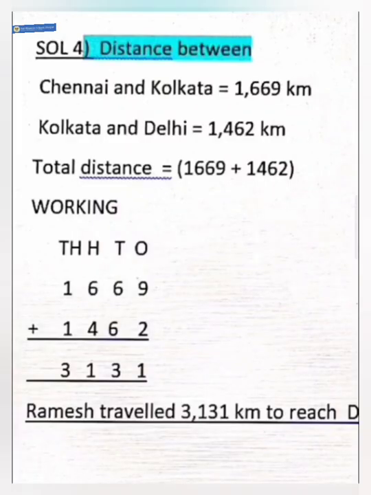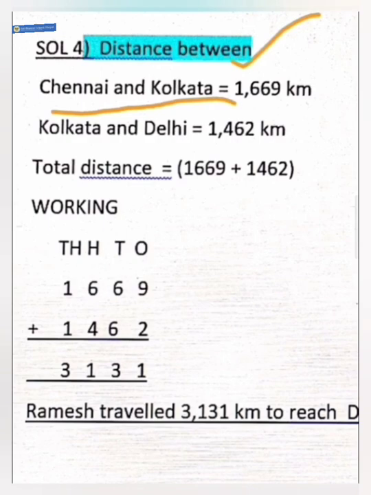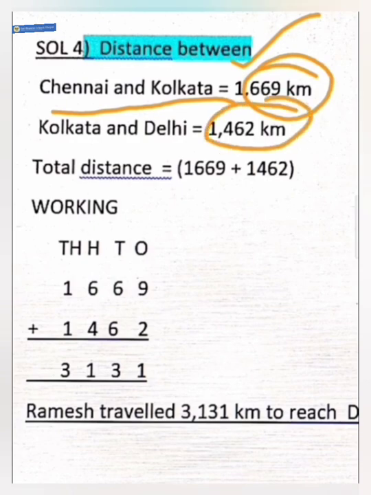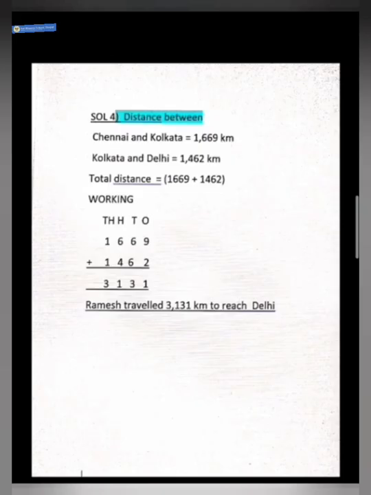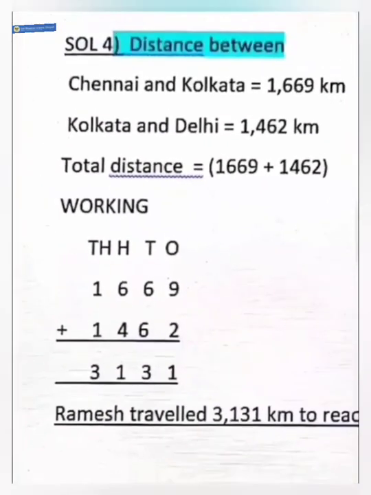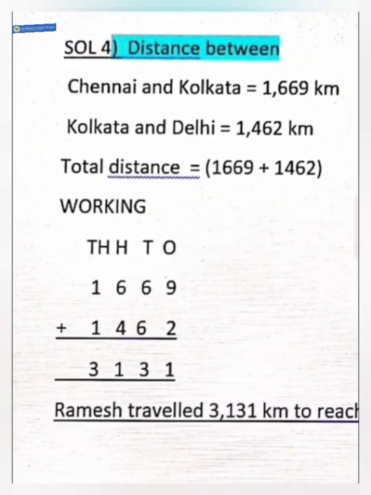In this question, children, the distance between two cities is given. Chennai and Kolkata have a distance of 1669 kilometers, and from Kolkata to Delhi it is 1462 kilometers. Let us find out the total distance between Chennai, Kolkata and Delhi. Let us look at the working.